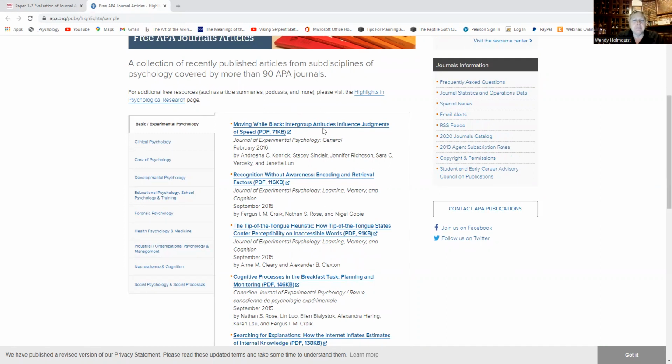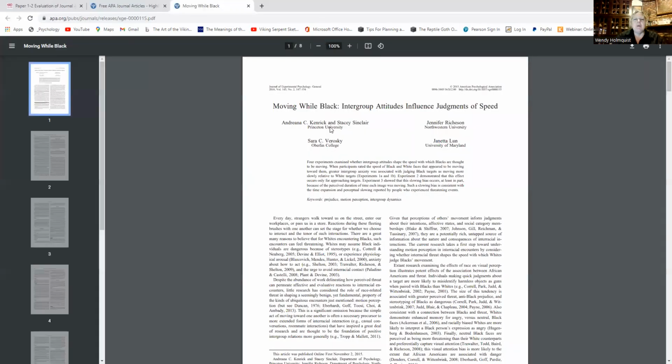So this first paper is a very popular one, Moving While Black: Intergroup Attitudes Influence Judgments of Speed. If I click on this and I think, well, I might want to do this paper, but I'm not sure, the first thing you want to do is read the abstract. The abstract is this short little summary of the paper right here. If you look at this one, it says 4 experiments. Oh, so I already know there are experiments in this.